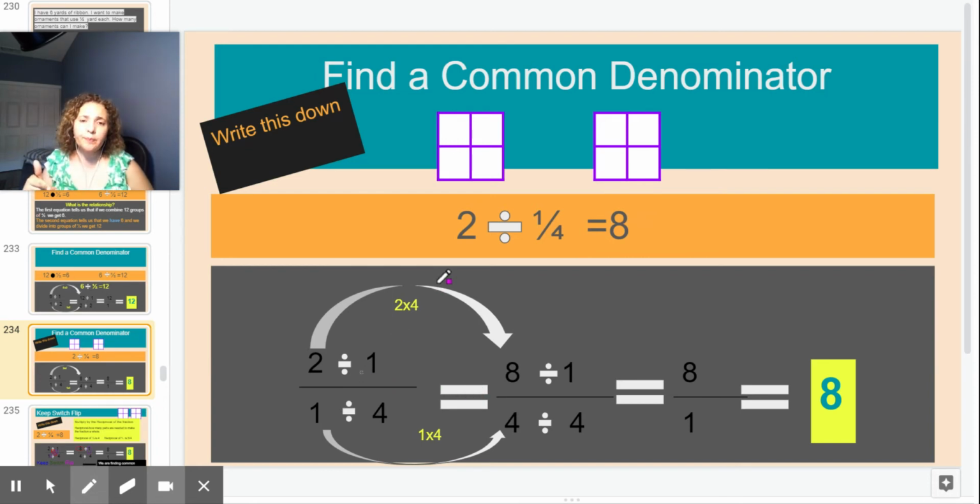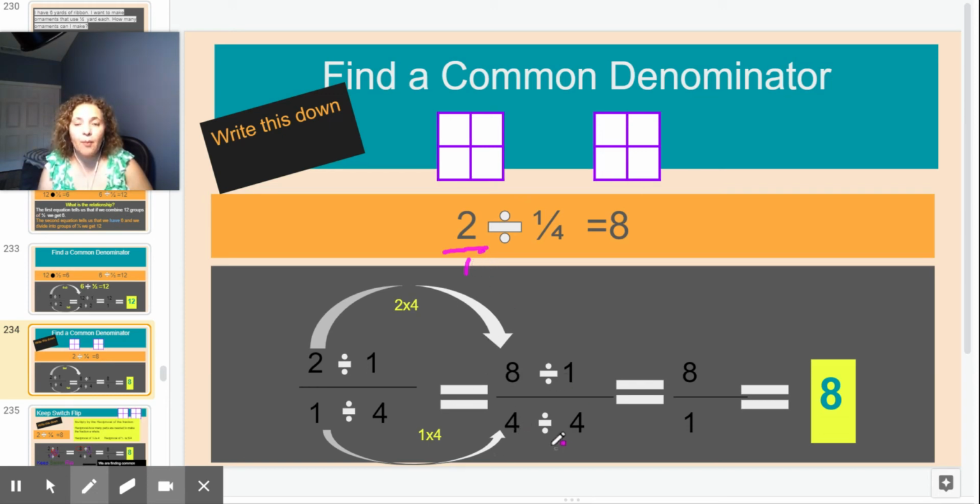Here's the math behind it. So write this down. So I'm simply going to do on my big fraction line, right? So 2 over 1 divided by 1 over 4. Remember, I can just extend my line. My symbol stays the same. So I got to make this 1 into 4ths. So 1 times what gives me 4? 4, right? So I'm going to multiply 1 times 4 gives me 4. 2 times what? So I got to multiply. If I multiply this by 4, I got to multiply the top by 4. So 2 times 4 is 8. So 8/4, 8 divided by 4 is still 2, right?